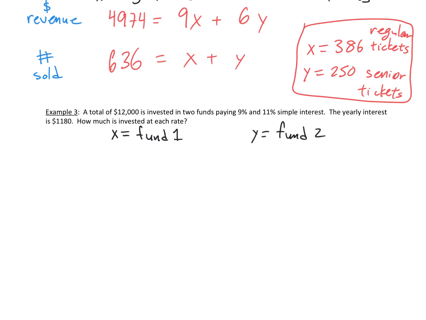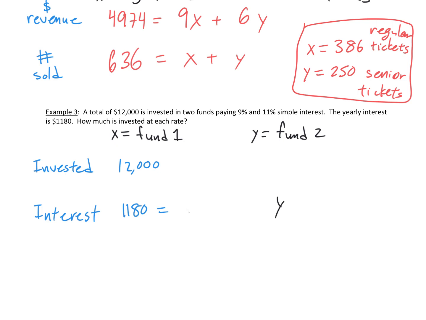Okay, we have basically 2 different situations. We have an amount that is invested, which is the money you put into your investments, of course. And then you also have the interest that you earn on those investments. So we're still going to think about totals. The total amount invested is $12,000, and the total interest is $1,180. That's how much they've earned. We will put x and y here for now. And it tells us that the funds pay 9% and 11% simple interest.